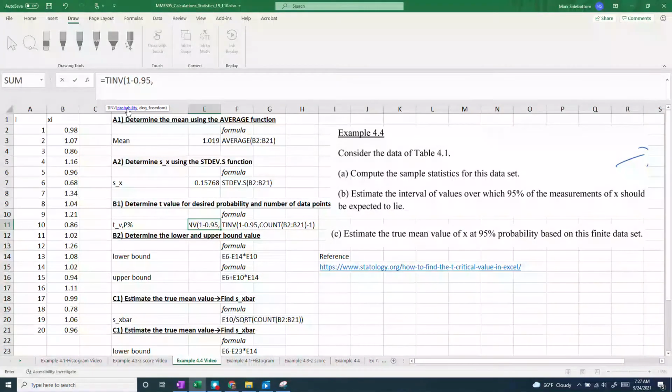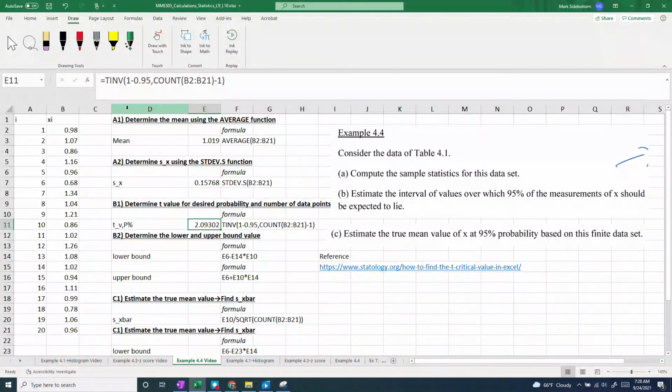The other thing we're interested in is the degrees of freedom. In order to get that, we can use the count function, which counts the number of cells we're interested in. I know that in this example we have 20 data points, but if you had more data, it's easier to use the count function. Then we need to subtract 1 from it to get our degrees of freedom. If we do that, we get our t-score.